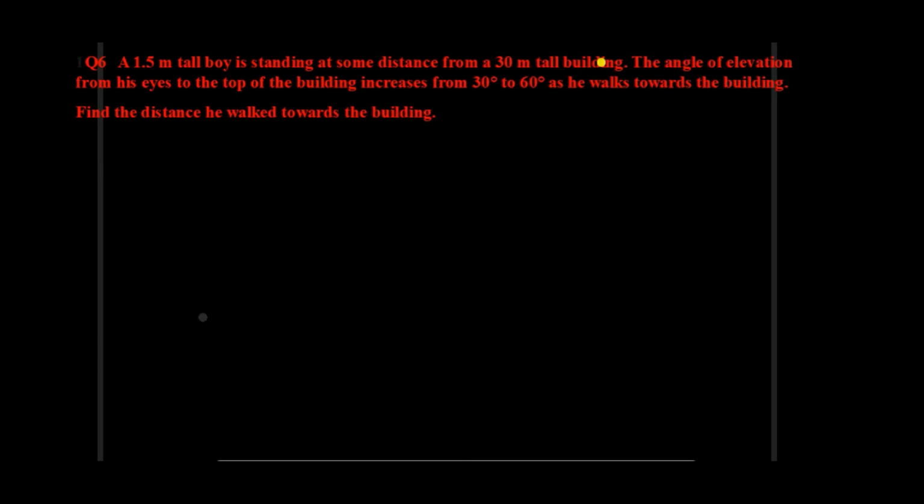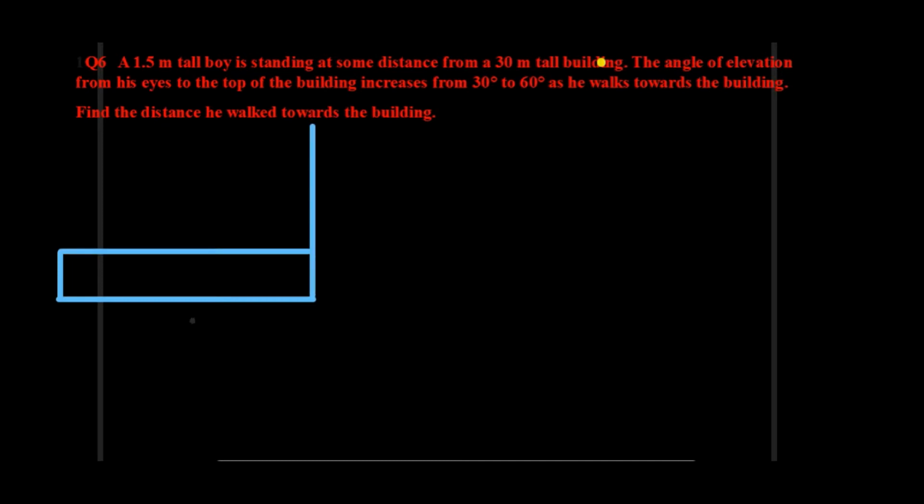In these questions, first of all, you should know how to make the figure of this. Then the question will become very clear to you. It is saying there's a boy who's 1.5 meter tall. So the boy is 1.5 meter tall, and let's say this is the ground. He's standing on the ground. He's 1.5 meter tall, and he's watching a building which is 30 meter high. Okay, the building is 30 meter.